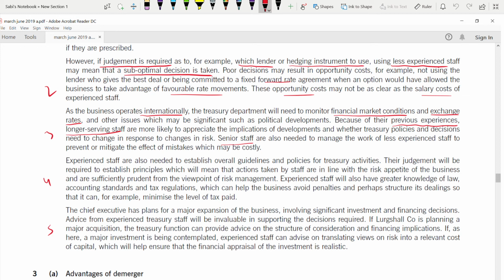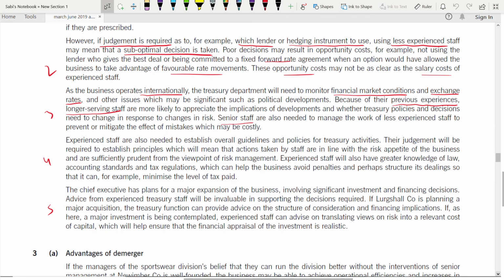Now coming to point 4, experienced staff are also needed. So here they told the senior staff is needed. Here they're telling experienced staff are needed to establish, okay, overall guidelines. The senior and this experienced, they're in two different points. Why are they in two different points? You can even bring them in one point also.